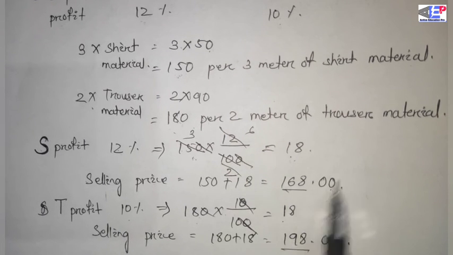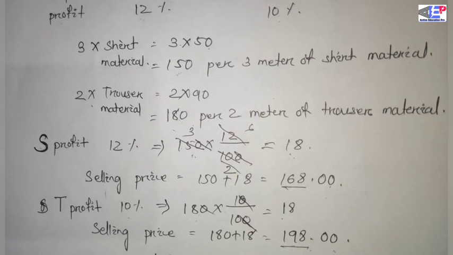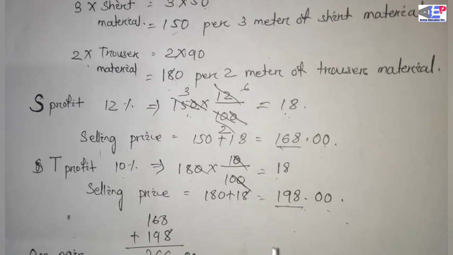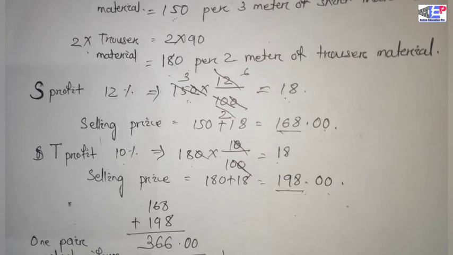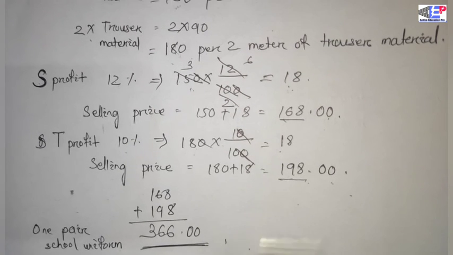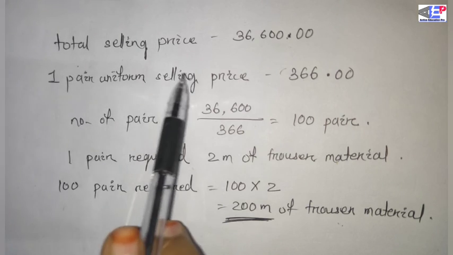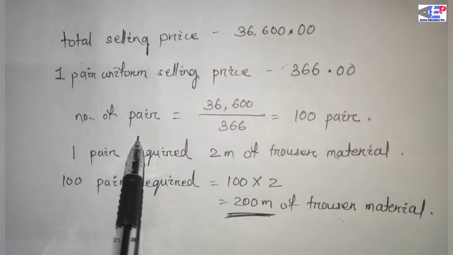Then finally he sells the shirt material at 168 rupees and trouser material at 198 rupees, and the total selling price for one school uniform, because one pair of school uniform means both are needed, shirt and trouser. Individually the shirt price is 168 and the trouser price is 198. Together it costs 366 rupees. And as per the question, the total selling price is 36,600 and the selling price of one pair of uniform by Hassan is 366 rupees.